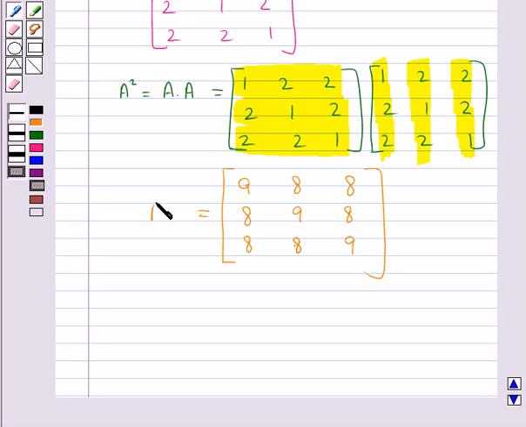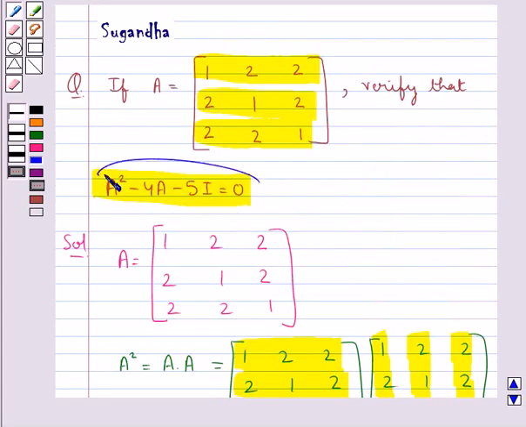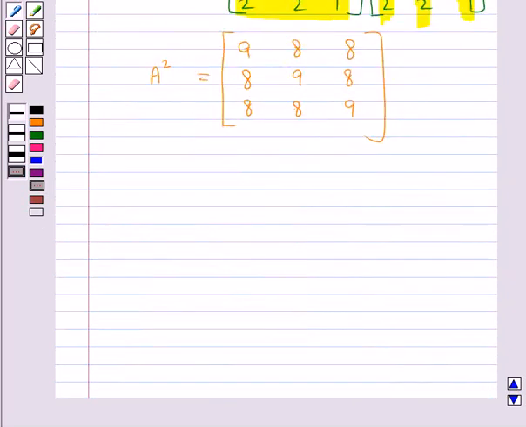So we get A square is equal to the matrix of order 3 by 3 with elements 9, 8, 8, 8, 9, 8, 8, 8, 9. Now considering this equation, you can see that we have found out A square. Our next step would be to find out minus 4A. So we have minus 4A is equal to minus 4 into the matrix A, that is 1, 2, 2, 2, 1, 2, 2, 2, 1.